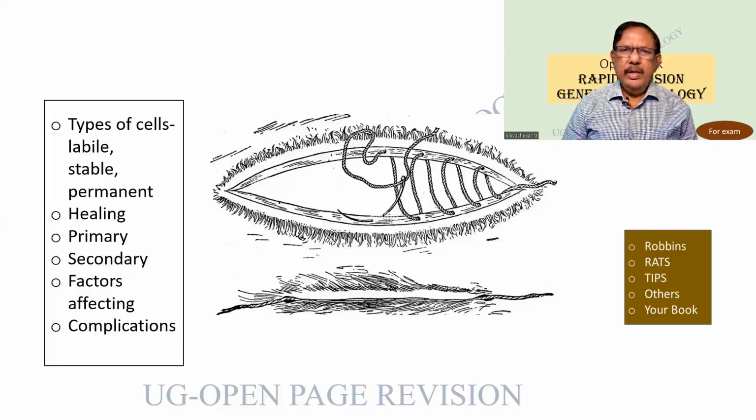So what is the definition of a wound? What is primary healing? What is secondary healing? What are the factors affecting wound healing and the complications of wound healing? And go to my R.A.T.S class, you will find A to Z factors that affect wound healing. And the cells, stable cells, labile cells, permanent cells for introduction.